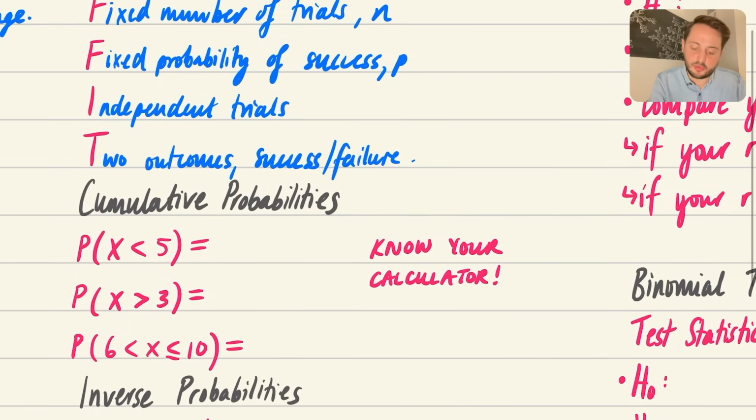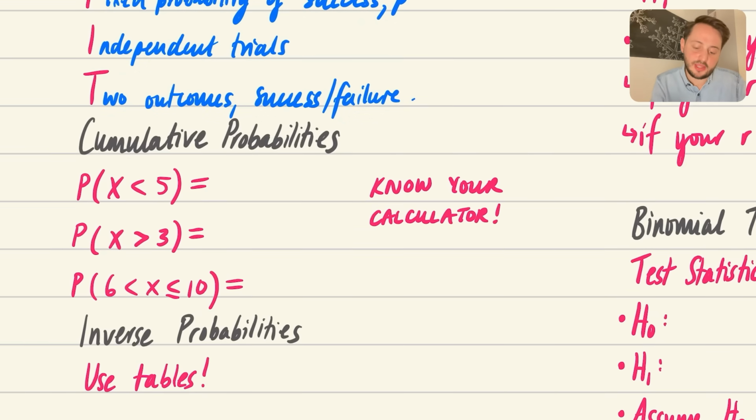Now with the cumulative probabilities, the probability that x is less than 5, it couldn't be equal to 5, that means it could be 1, 2, 3 or 4. So actually we would find out using our calculator the probability that x is less than or equal to 4, the 5 isn't included. And your calculators can only do it with the less than or equal to sign. I've put know your calculator, so you better make sure how to do this.